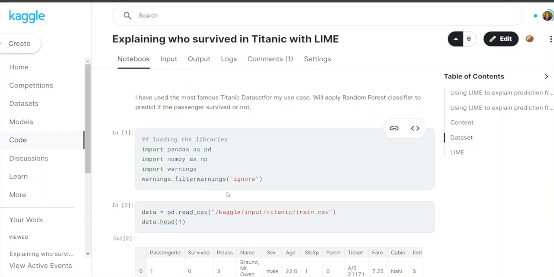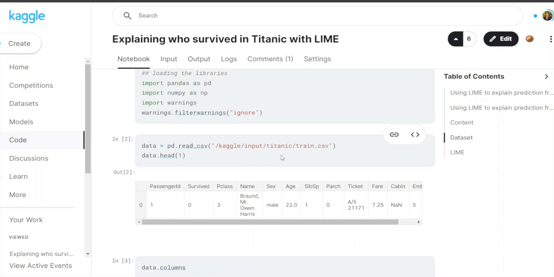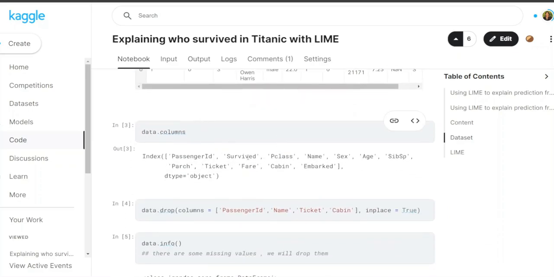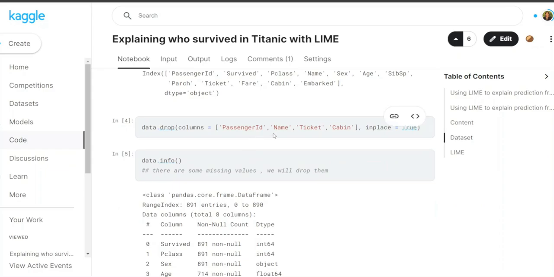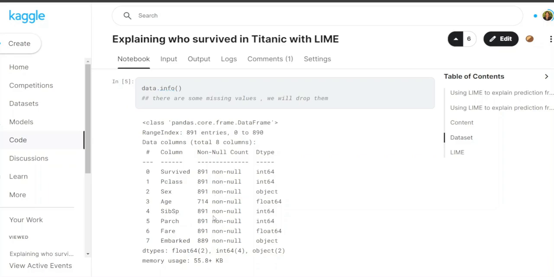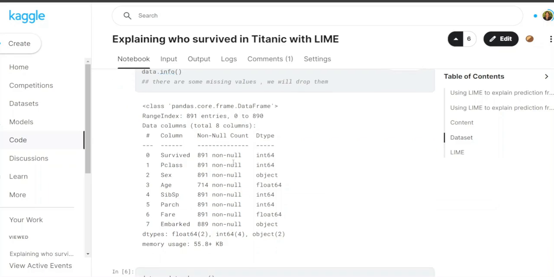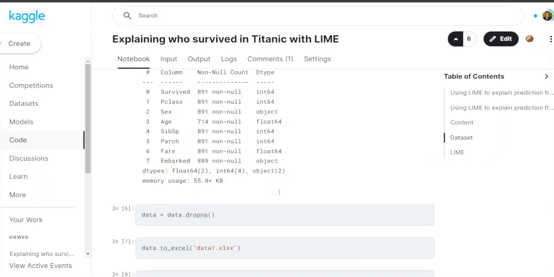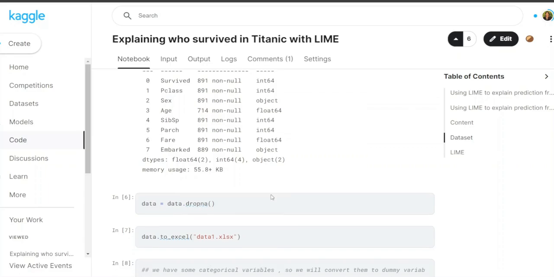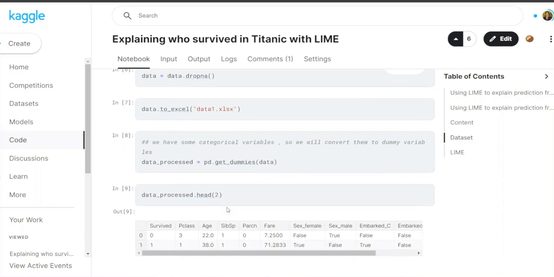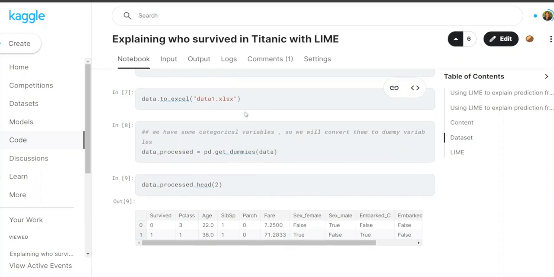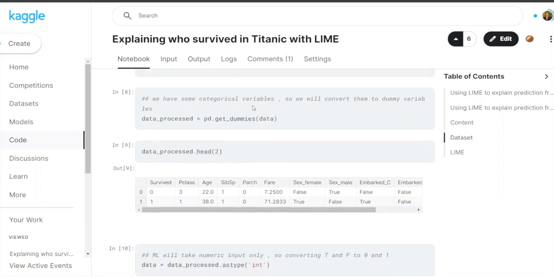First, I'm loading the libraries here, and then I'm reading the data set. I'm checking the columns. Then I'm dropping the columns which I don't need. And I'm looking at the information here for each and every column. And I can see that there are some null values. But in this exercise, I'm more interested in explaining the predictions, so I'm just simply dropping the rows where we don't have data. And then here I've just exported the Excel just to see that everything is in line, but you can skip this step.